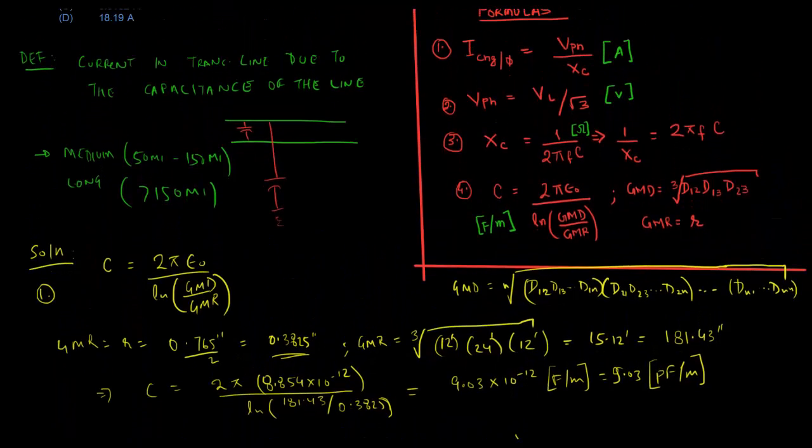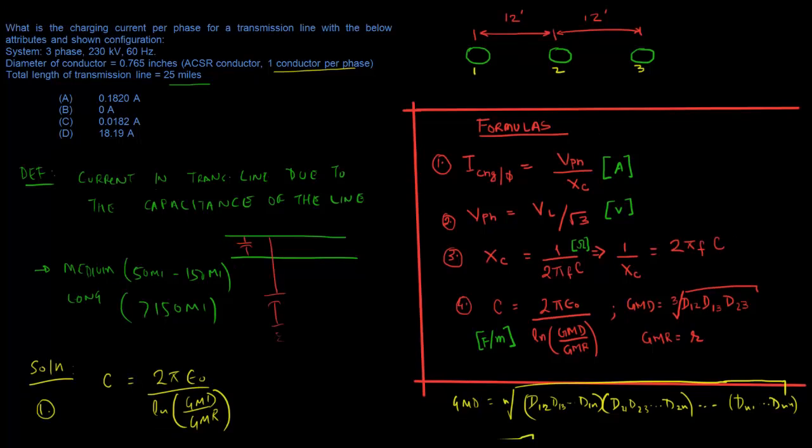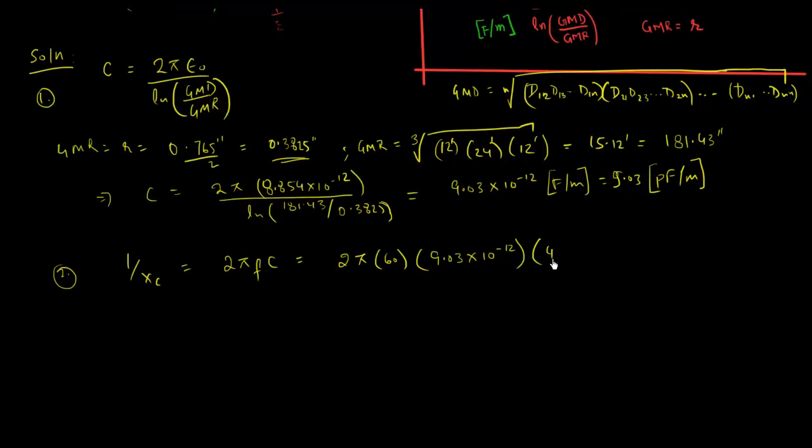Since the capacitance is distributed evenly along the transmission line, we need to consider the total length of the transmission line, which is 25 miles. So we will convert that 25 miles. If you convert that to meters, that is 40.23 kilometers, or 40.23 times 10 to the power 3 meters. So we will multiply our capacitive reactance with the total length of the line, and then the value we get here is 136.9 times 10 to the power minus 6 ohms.